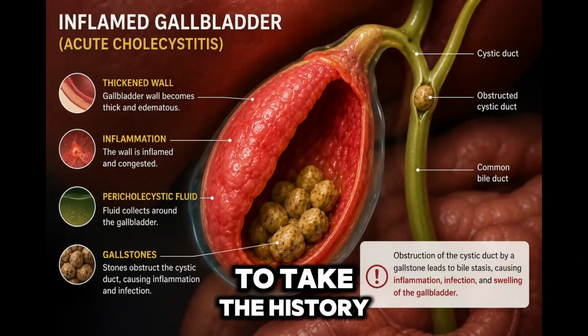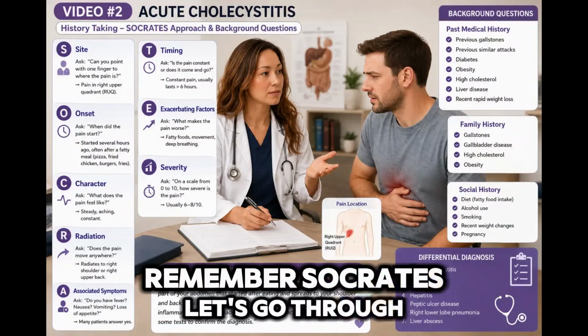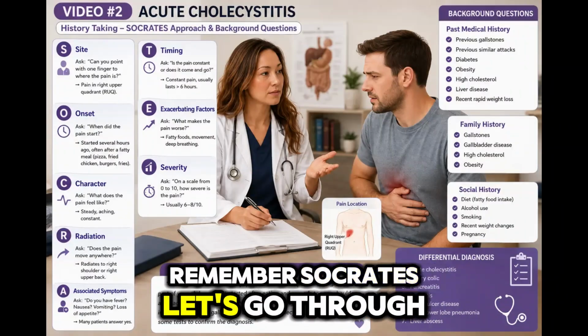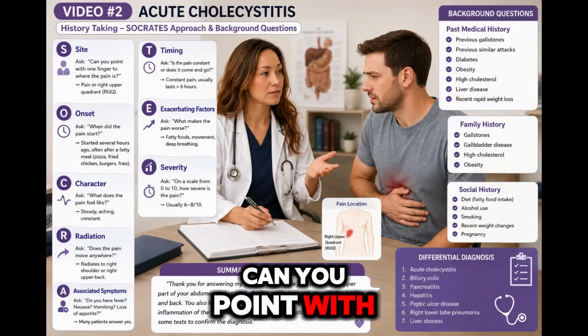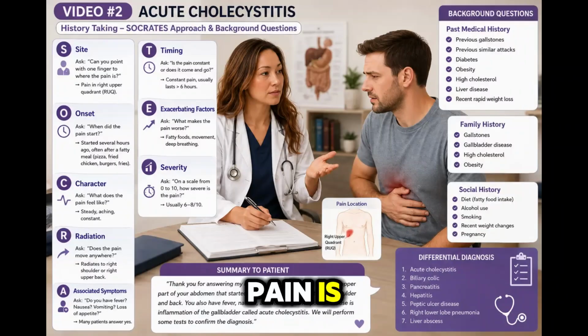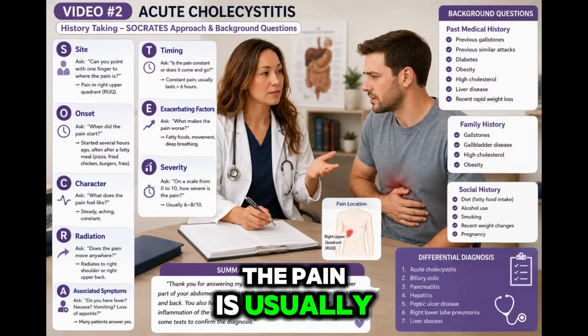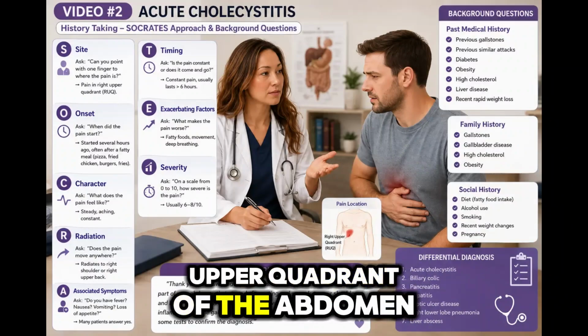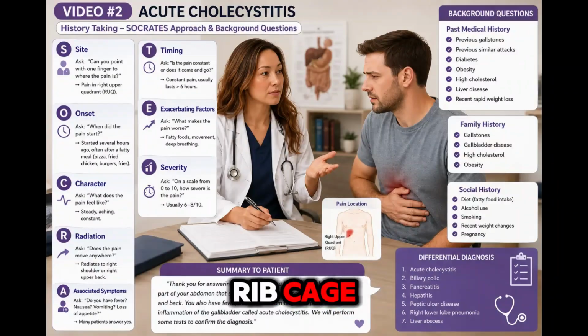Now let's learn how to take the history. Whenever a patient presents with abdominal pain, remember SOCRATES. Let's go through each part. Site. Ask: can you point with one finger to where the pain is? In acute cholecystitis, the pain is usually located in the right upper quadrant of the abdomen. The patient often points just below the right rib cage.